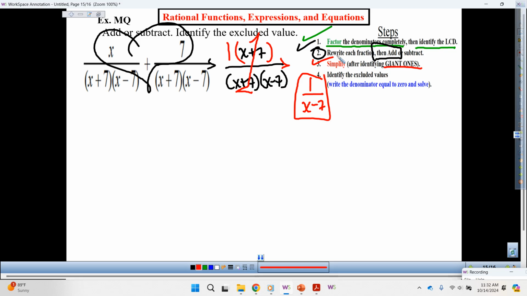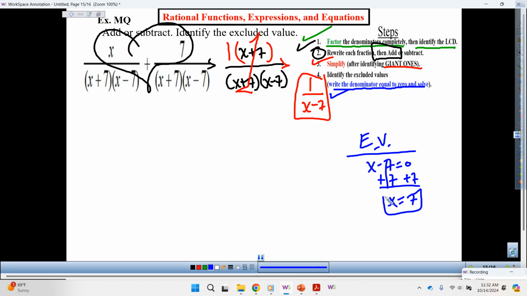All right. So for this one, look up. Find me the excluded value. And for that, we only take the answer at the end to find the excluded value. So tell your neighbor what to write to find the excluded value. Renzo, what do I do? Close. For excluded values, it says here, write the denominator equal to 0. So X minus 7 equal to 0 and solve. X equals 7. So my excluded value is 7.